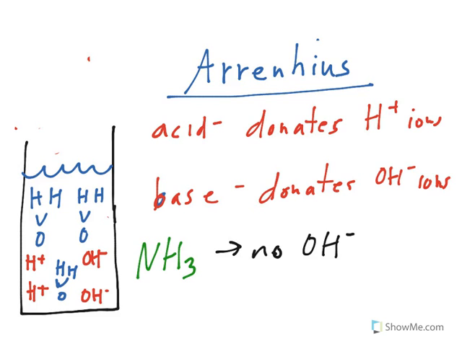Nevertheless, when we put NH3 in water, we see that the OH ion concentration increases. If we put NH3 in water, the pH lowers, the pOH rises, and it becomes a base. The solution becomes basic. So NH3 has to be a base, but it doesn't fit this definition. So we need to expand our definition somehow. And that's where Bronsted-Lowry comes in.